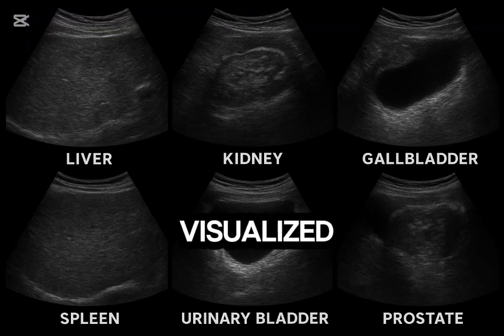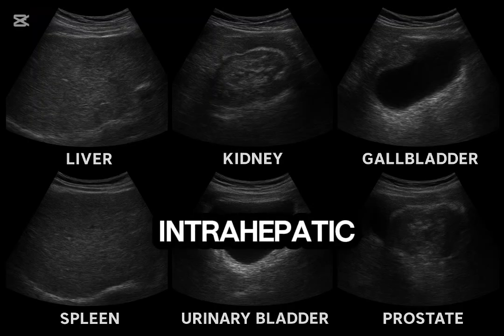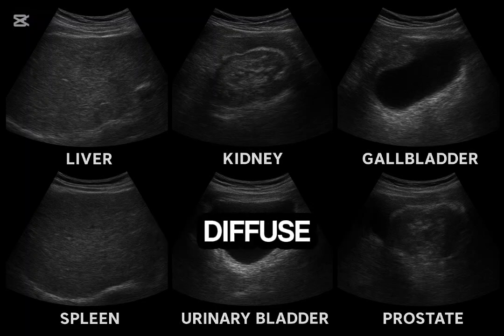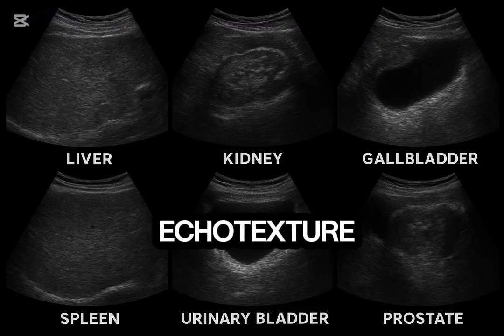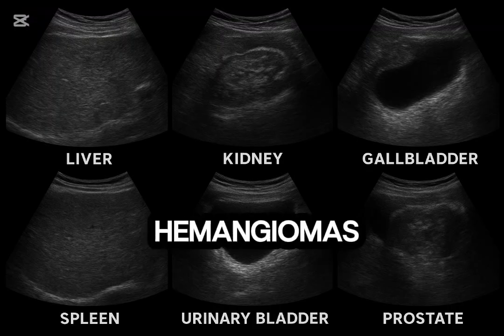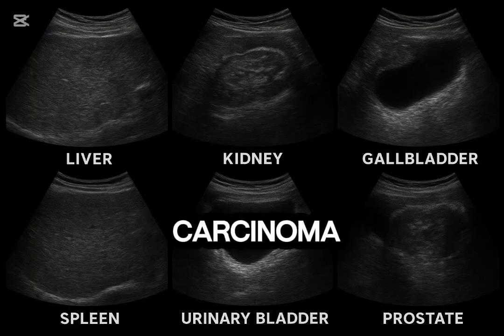Important structures visualized include the hepatic veins, portal vein with echogenic walls, and intrahepatic biliary channels. Ultrasound can detect diffuse pathologies such as fatty infiltration, increased echogenicity, cirrhosis, irregular surface, coarse echo texture, and nodularity, and focal lesions like hemangiomas, metastases, or hepatocellular carcinoma.